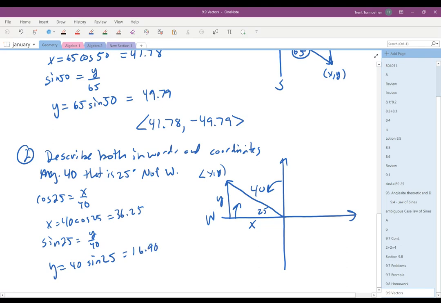And then for both of those, you have to think about their positives and negatives. This is in the second quadrant, so the y value is positive, but the x value is negative. So by coordinates, the answer is negative 36.25, comma 16.90.